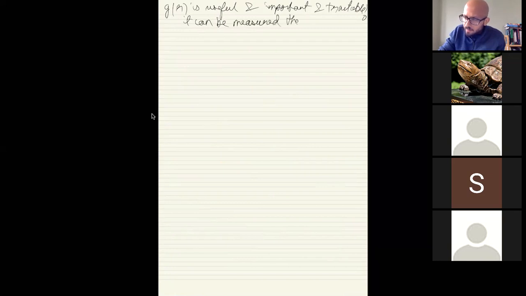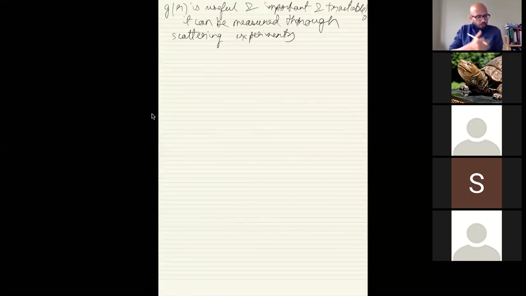through scattering experiments. So those of you who are going to work with John Furcus, for example, in chemistry, will be measuring things like this, which can be measured through scattering experiments. And one caveat here is that often instead of directly measuring G of R, you measure something called S of K.